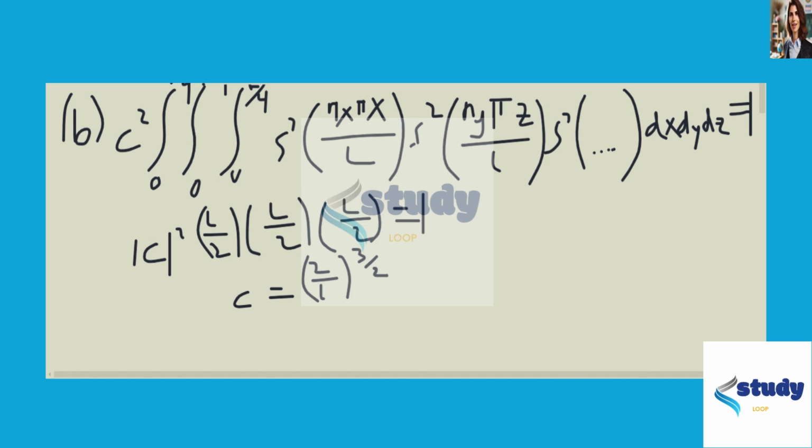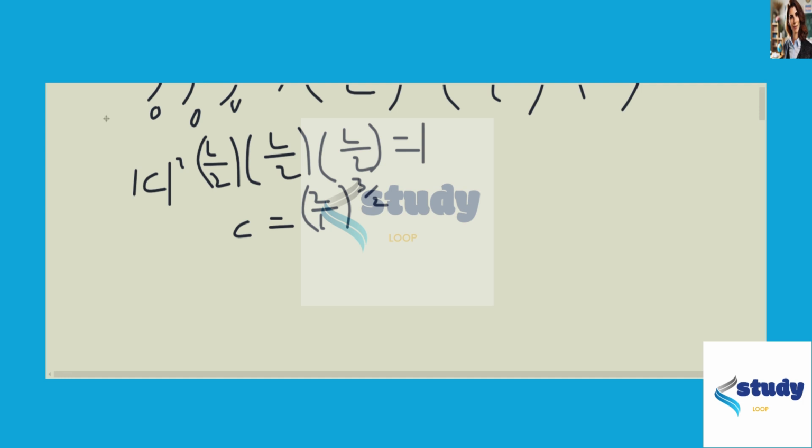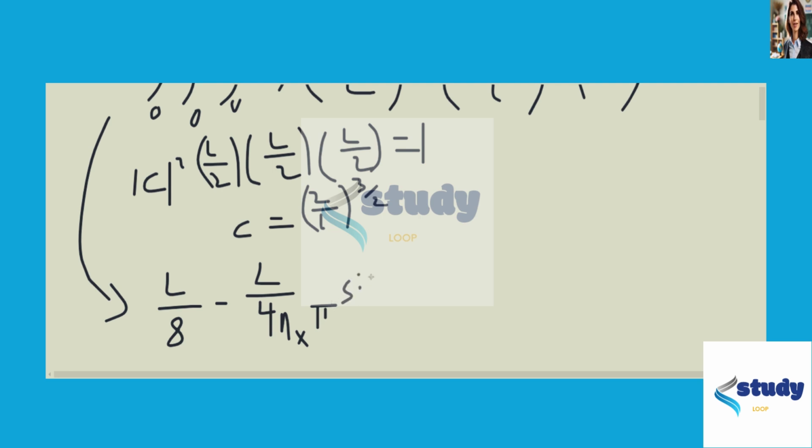Okay, so now we know that, we can plug that back in, and we find that this integral is equal to, using a table, L over 8 minus L over 4 times nx times pi times sine of nx pi x over L. So this is just for the n value, and it would be the same for y and z because they're over the same value.